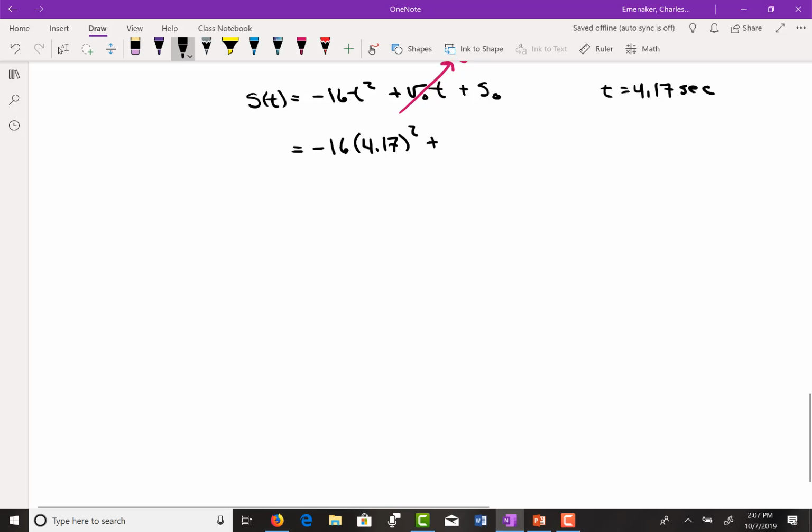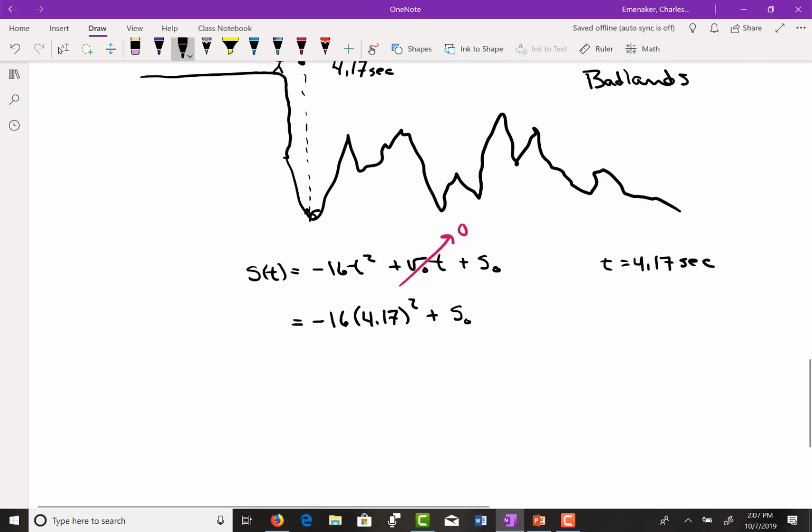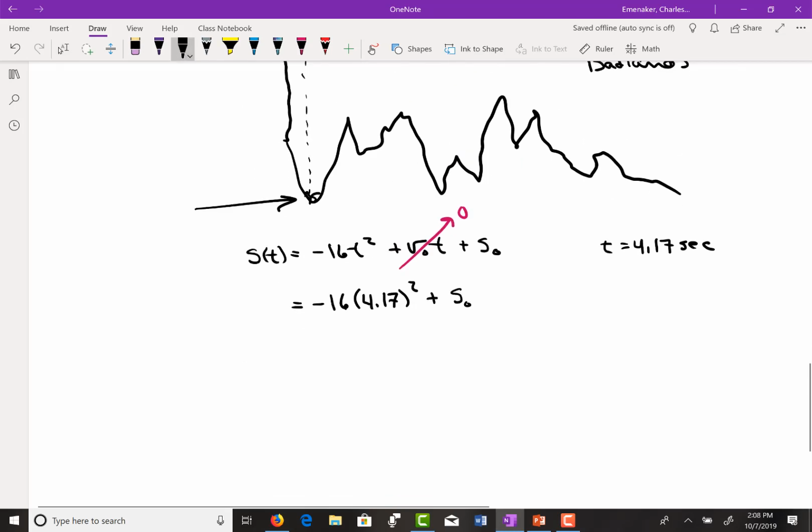We have an initial height, S sub 0. That's where the rock started. Do we know what that height is? Nope, we have no idea what that is. But when it hit down here, how high was it? 0. We're calling that 0. So we can call that height 0. Does that make sense? Oh wow, this is getting really easy, Chuck.